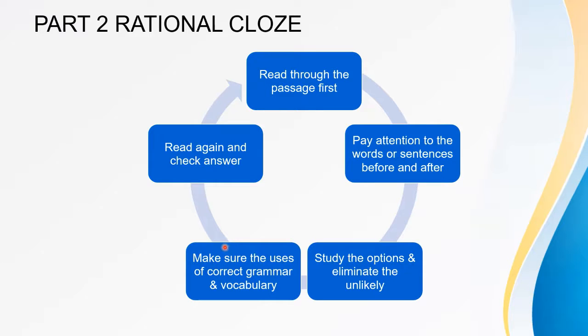Finally, what to do? Read through the passage again to check if your answers make sense. Read again with the answers. See whether it makes sense or not to your passage. Is that easy? As easy as ABC. Do you agree? It is as easy as ABC. Hopefully, you can score 10 over 10 in this part here. Alright? Clear, my dear students?